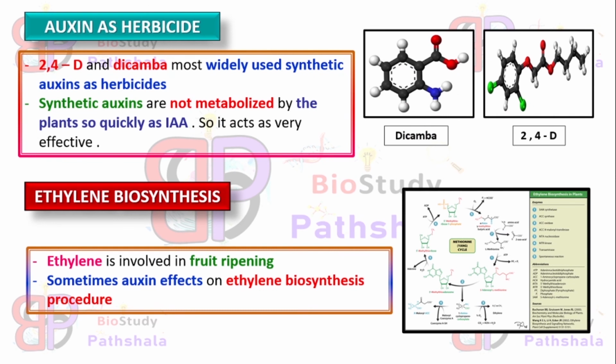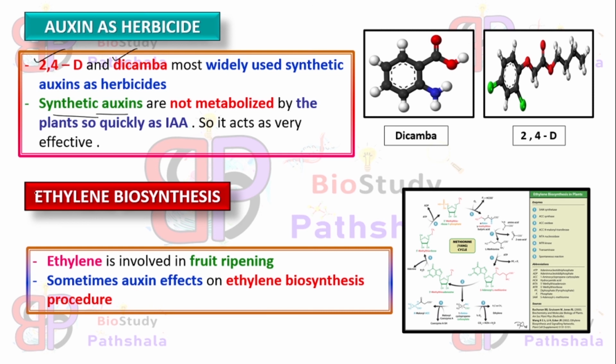Next one is auxin as herbicides. 2,4-D, that is 2,4-dichlorophenoxyacetic acid, and dicamba are well known synthetic auxins which are used as herbicides. Why are synthetic auxins used as herbicides? Because synthetic auxins are not as easily metabolized in plants as natural auxin, that is IAA. So they are very effective herbicides.